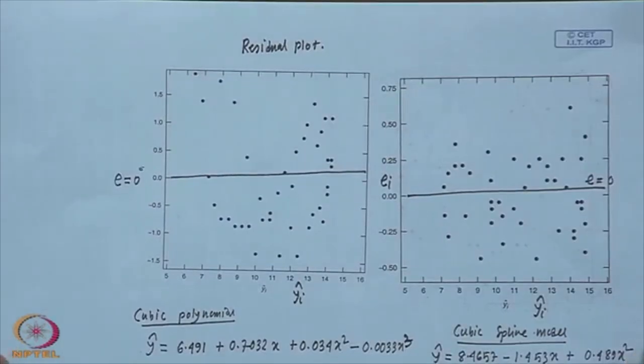That is all for today. Today we have illustrated polynomial regression and orthogonal polynomials using an example, and also we talked about piecewise polynomial fitting. We also gave an example to illustrate the cubic spline model involving two knots, and that's all for today. Thank you.